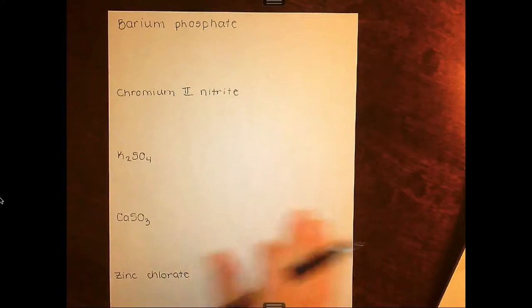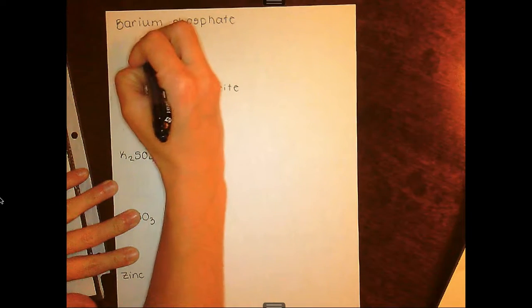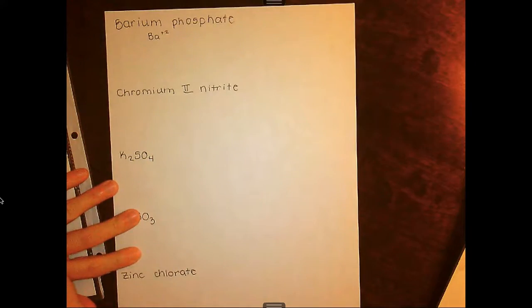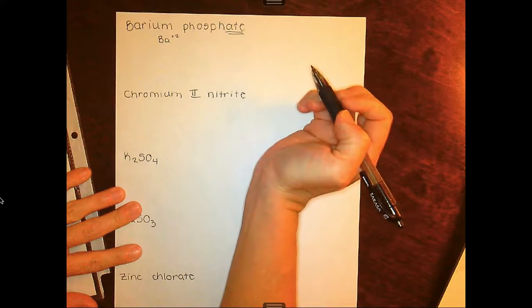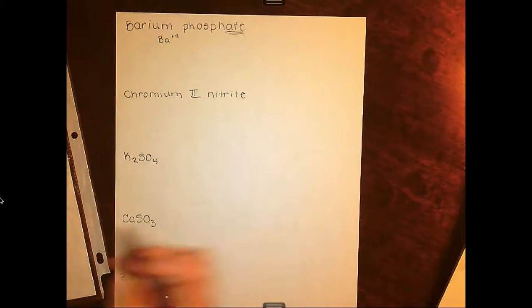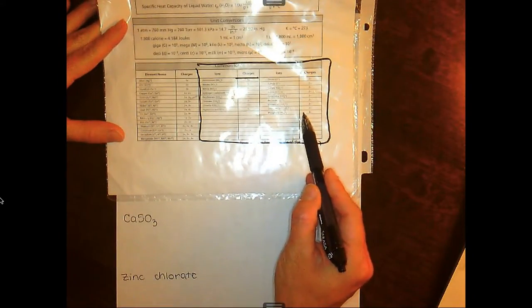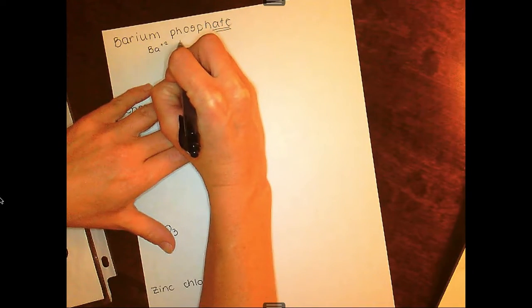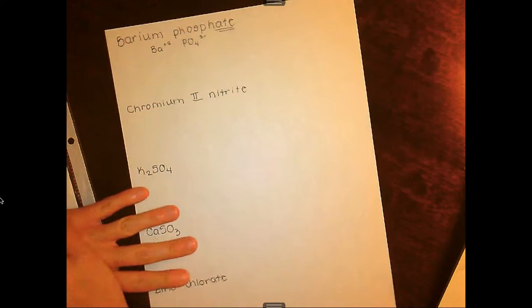Let's take a look at barium phosphate. Okay, again, we see barium. We know barium's a metal, and if you look it up on your periodic table, you're going to see that it's a +2. Then we see phosphate. Notice that it ends there in ATE, which is telling you that it is a polyatomic ion. So at that point, you would want to come over here, look at your sheet, find it on your sheet, and you can see that phosphate is represented by PO4 with a negative 3 charge.